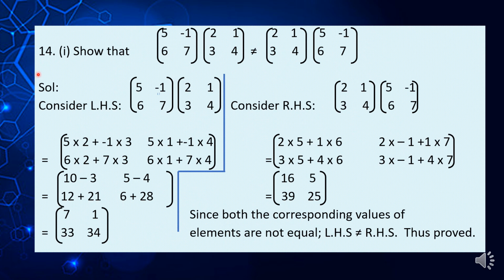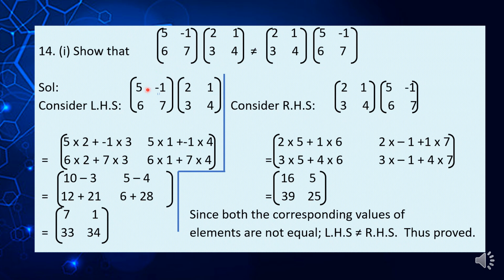Question number 14, first part: show that [5 -1; 6 7] [2 1; 3 4] is not equal to [2 1; 3 4] [5 -1; 6 7]. Solution. Consider the LHS part, [5 -1; 6 7] into [2 1; 3 4].